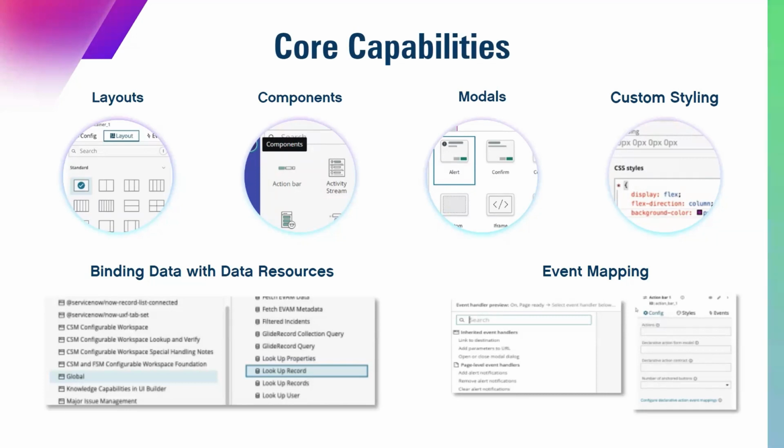Binding data with data resources gives us access to the backend logic, and as a result, we can bind the result from the server logic and use it on a web page. For example, we can get some data from a specific table and display it in our components. And with event mapping, we can configure an event handler to track any action for your web page component or data resource.